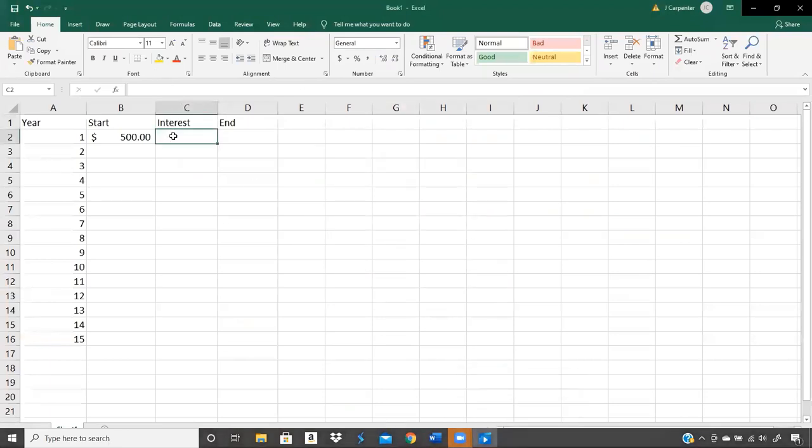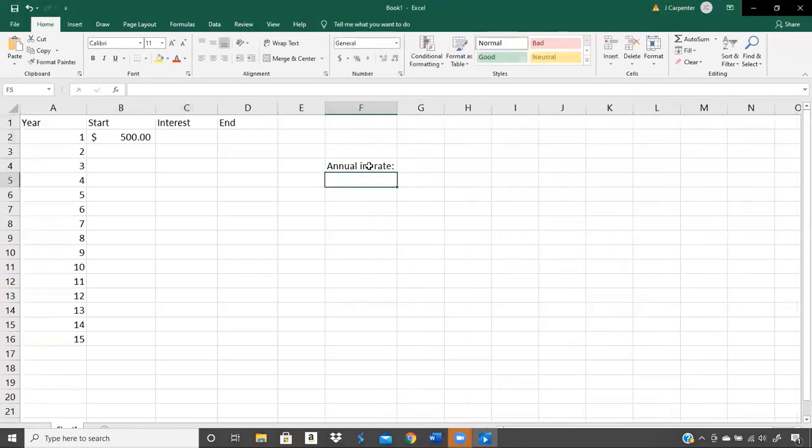So our interest is equal to, well, hold on, we need the interest rate somewhere, which we said was 1%. I'm just going to type it way over here. It doesn't matter where we put it. Interest rate, and more specifically, the annual interest rate in my column. And you can bold things, you can color things, that's not the point here. And I believe we said 1% for the problem.